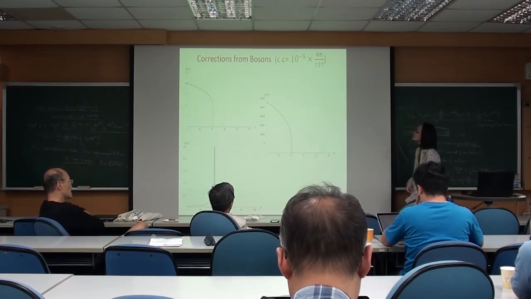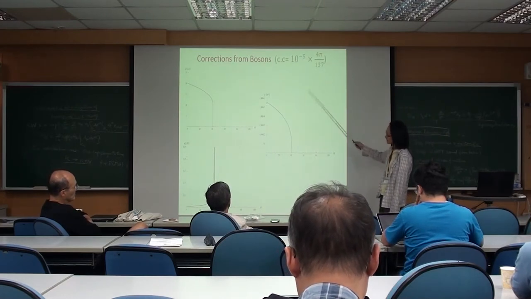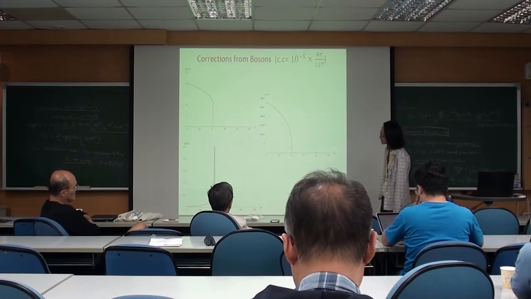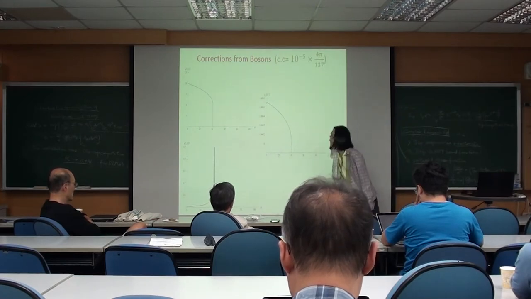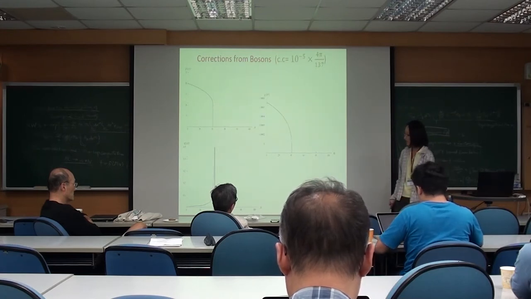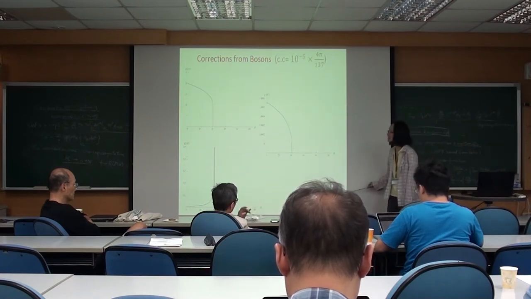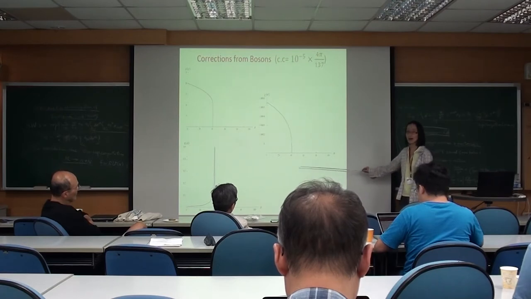So you can also try to find this critical value in such a way that inflation lasts at least 50 or 60 e-folds, which is consistent with the constraint from the cosmic microwave background. Okay. Then make a plot and see how much it deviates from the classical model.